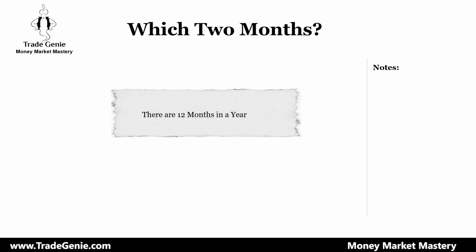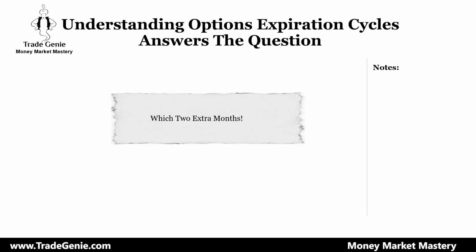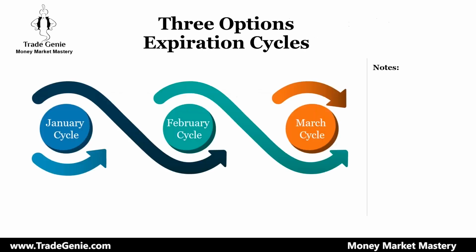So there are 12 months in a year. Which 2 extra months? These 2 extra months come based on the cycle. There are three option expiration cycles. One is called the January cycle, another is the February cycle, and the third is the March cycle. So Apple may be assigned to the January cycle, Baba may be assigned to the February cycle, and Home Depot may be assigned to the March cycle.